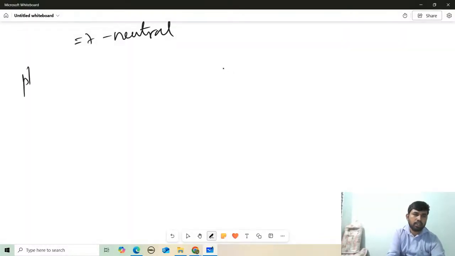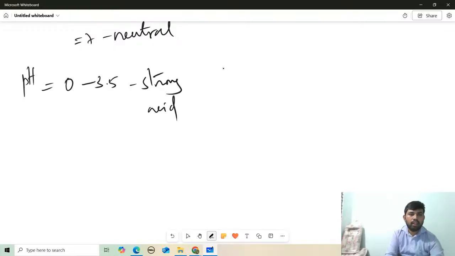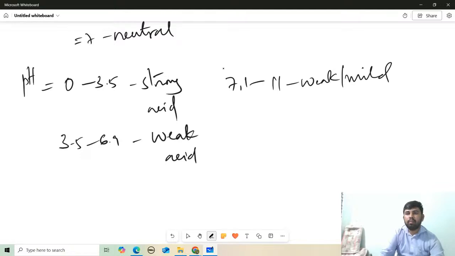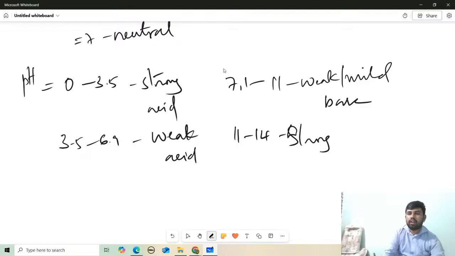Suppose pH lies between 0 to approximately 3 or 3.5, we can say it belongs to strong acid. Similarly, 3.5 to 6.9, we can say weak acid. Similarly, 7.1 to 11, we can say it's a weak or mild base. Similarly, 11 to 14, we can say it is a strong base.